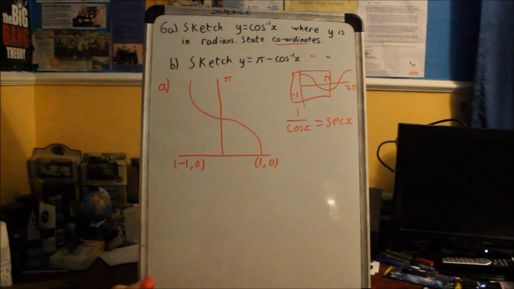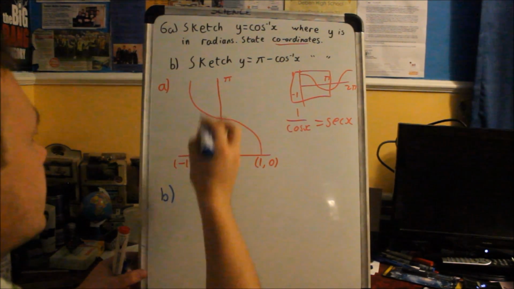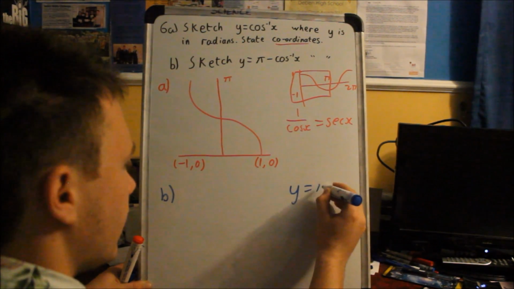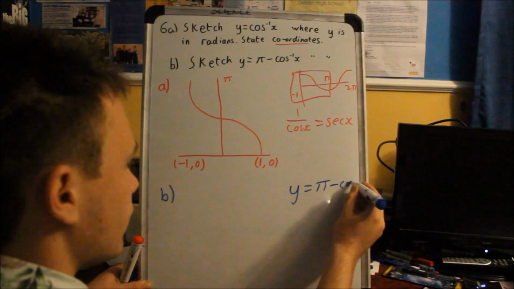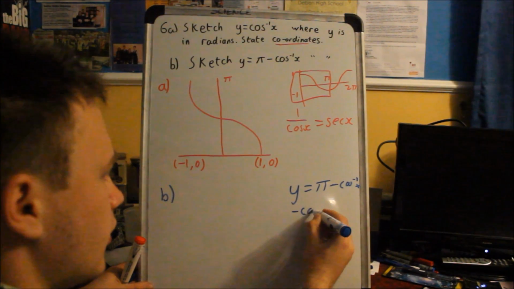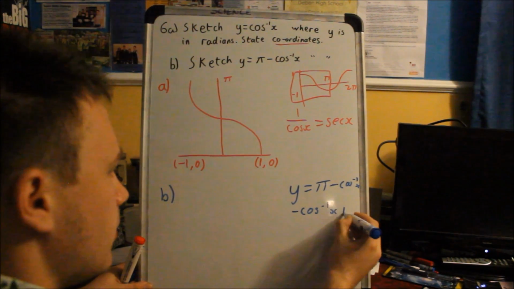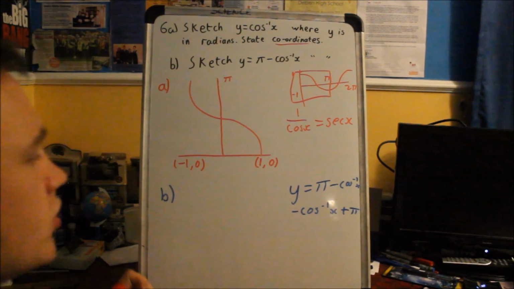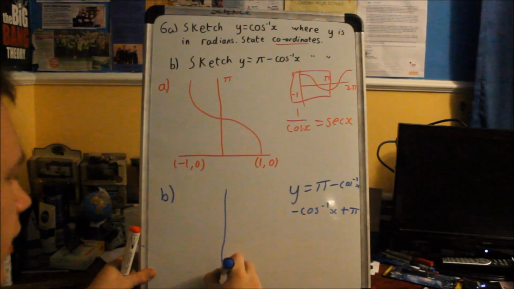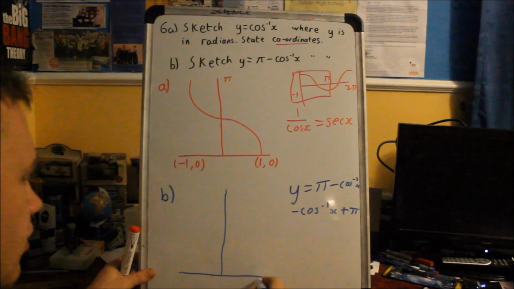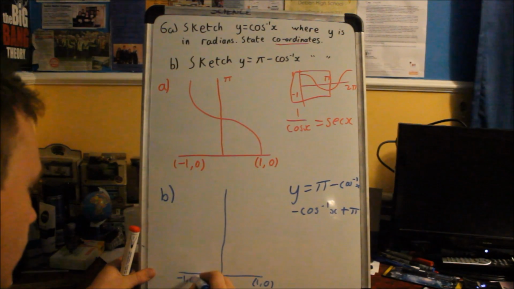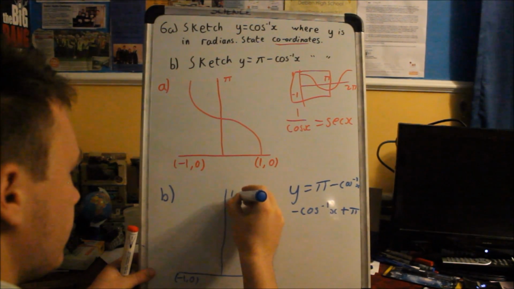Now we're on to part B, and it says sketch the graph. This time I'm going to write it here. It's y equals pi minus cos to the minus 1 of x. I prefer to write that as minus cos to the minus 1 of x plus pi, just so I can think of the transformations that are going on, because if you've got part A right, we can think about part B. It's still going to be between 1, 0, minus 1, 0, and pi.